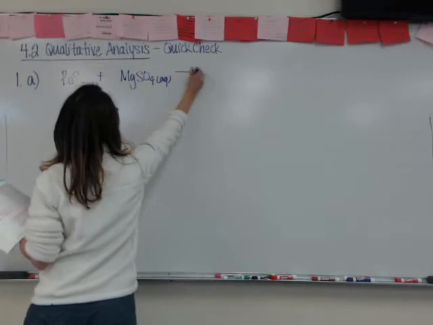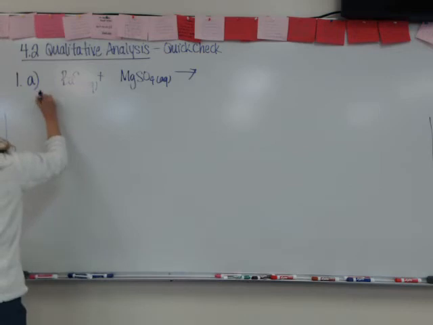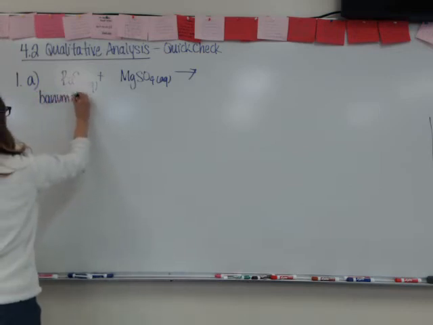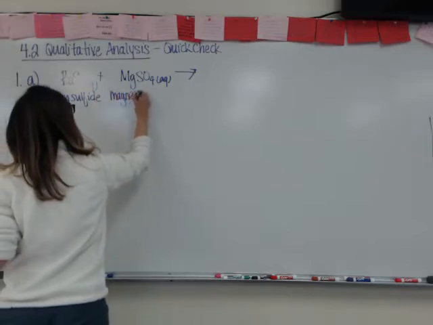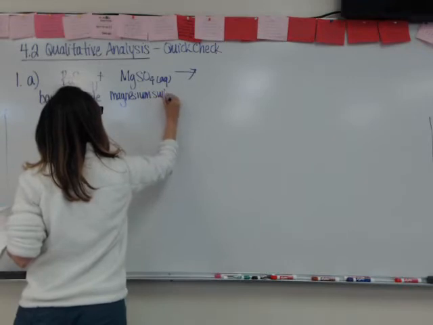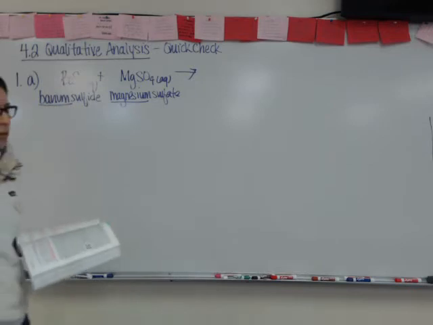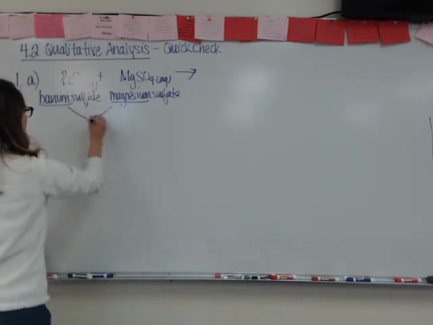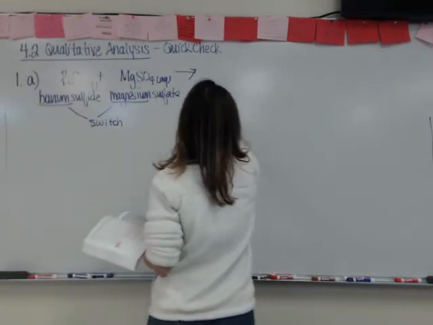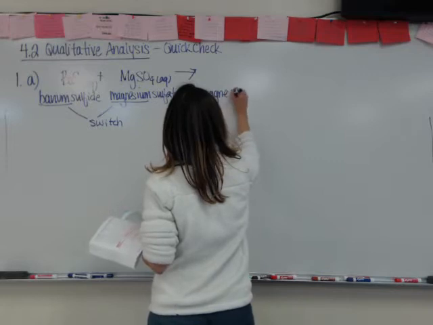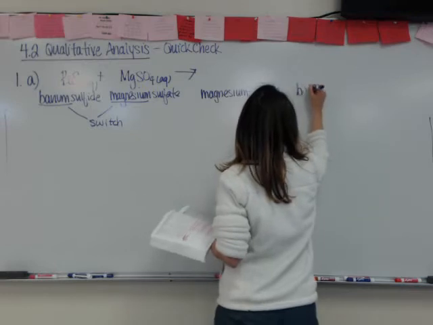This is a double replacement reaction. If you produce a precipitate, it's a precipitation reaction. Remember that I told you that it's probably easier to write these out in words. The cation, or the ion that is listed first in each, will switch. And when they switch places, you're going to form magnesium sulfide and barium sulfate.